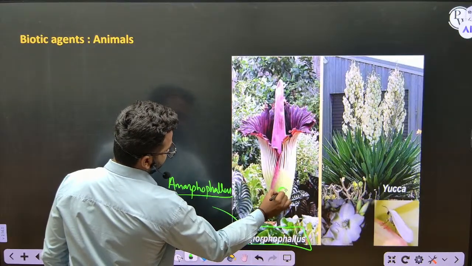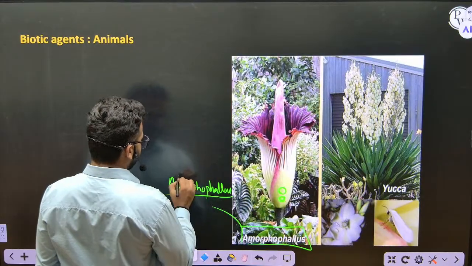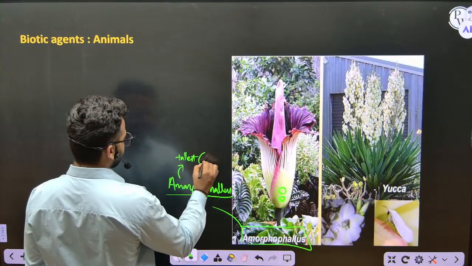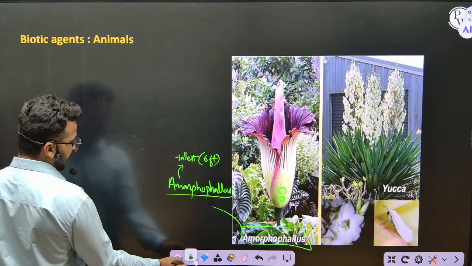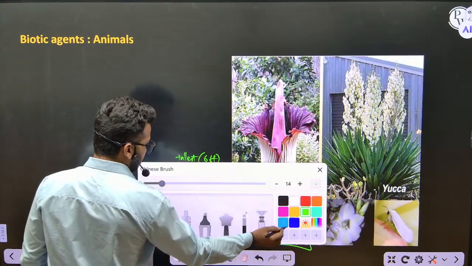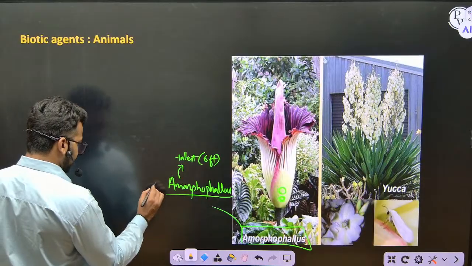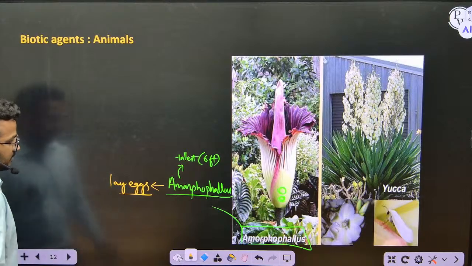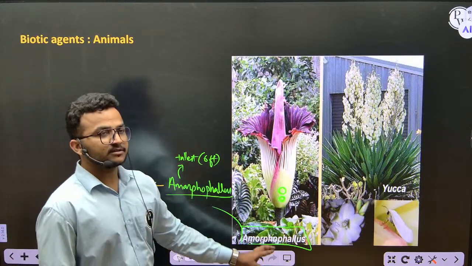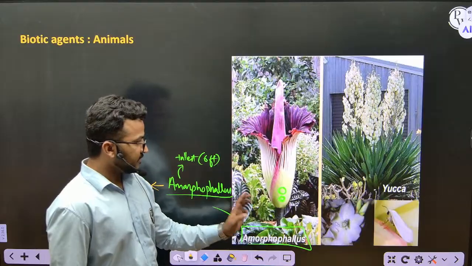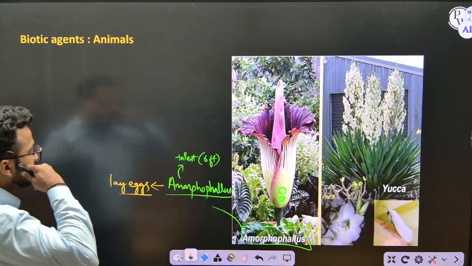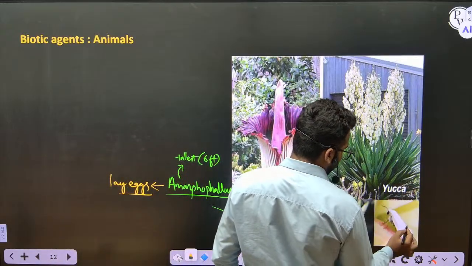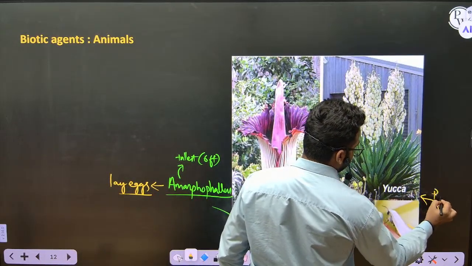The insect will be laying the eggs within this. It is the tallest flower, about 6 feet, which gives a place to lay eggs. So the animals can take rest also, and they can lay eggs in the case of Amorphophallus. Another example is the yucca plant and the Pronoba insect.